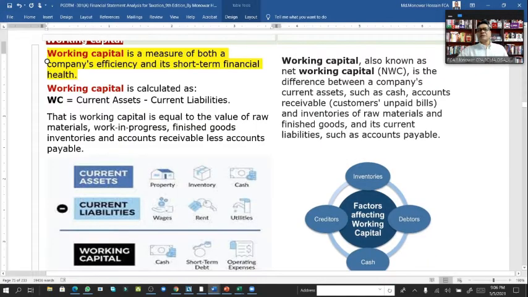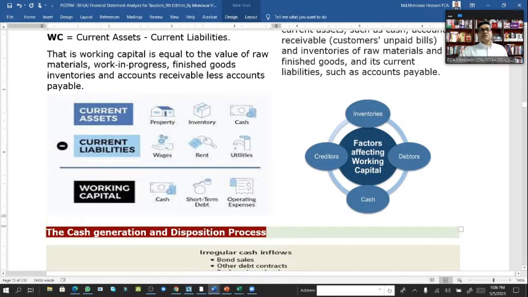So working capital, also known as net working capital, is the difference between the company's current assets, such as cash, current accounts receivable, and inventories of raw material and finished goods, and its current liabilities, such as accounts payable. Working capital is equal to the value of raw material, work in progress, finished goods inventories, and accounts receivable, cash also, less accounts payable.